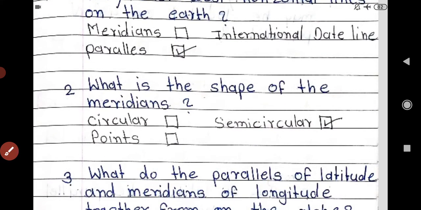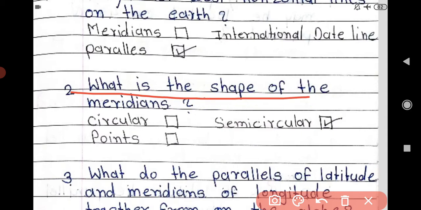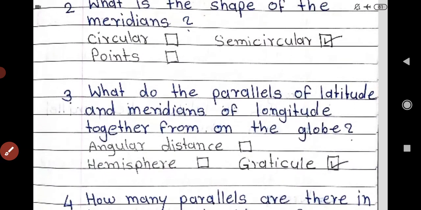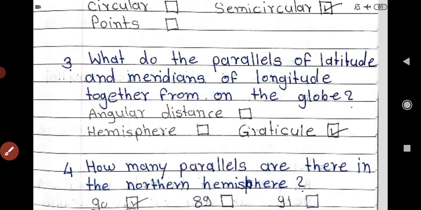Now second, what is the shape of the meridians? What is the shape of the meridians? Circular, semicircle, points. Our answer is semicircular.